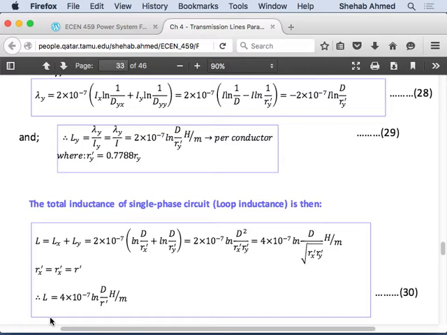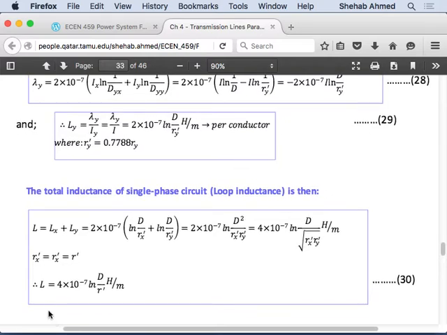Another disadvantage of single phase systems that we will see now is that the three phase system has less inductance. I have to live with this inductance if I want to send and receive power on single phase. This is 4 times 10 to the minus 7 natural log and so on, right? We will find that the per phase inductance of a three phase system is going to be half the inductance of a single phase system. We will do the example now.